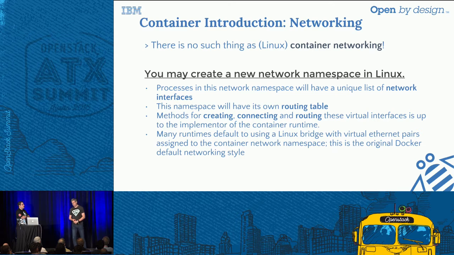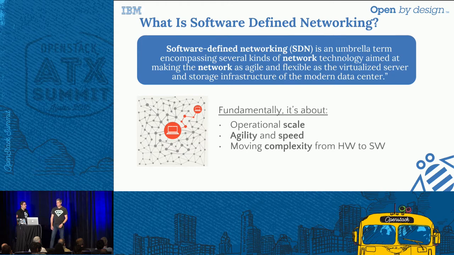So Docker has a way of doing that, LXD, LXC has a way of doing that, Rocket has a way of doing that, and we're going to talk about that a little bit. But that sets up, hopefully, if you're new to containers or the concept is new, an idea of what we're talking about. A Linux bridge is obviously the most default and standard way to do that. That's the original Docker networking style. But today we're going to talk about some more advanced features, and I think at this point Kyle can talk about SDN.